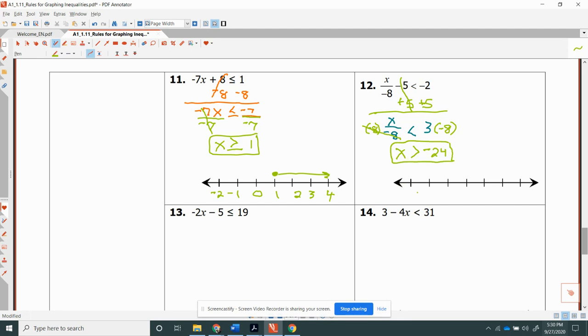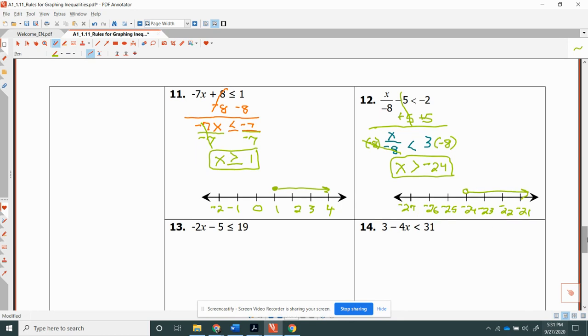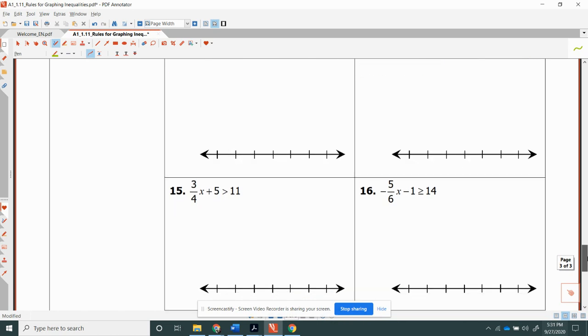And I think I will start with -27. You have to be careful where you start these number lines so that you can graph them. -26, -25, -24, -23, -22, -21. We have an open dot with our graph to the right. So go ahead and try the rest of the page.